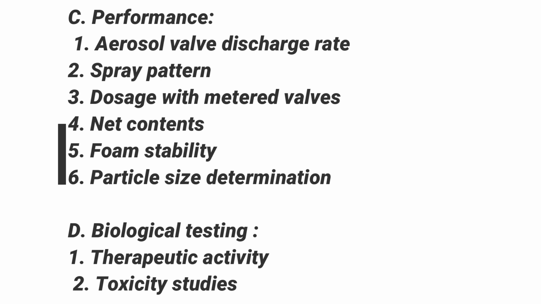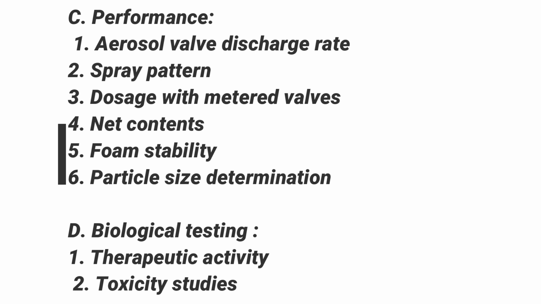The next test is dosage with metered valves. Reproducibility of doses can be determined by assay techniques, or by accurate weighing of a filled container followed by dispensing of several doses. The containers are then reweighed, and the difference in weight divided by the number of doses dispensed gives the average dose.